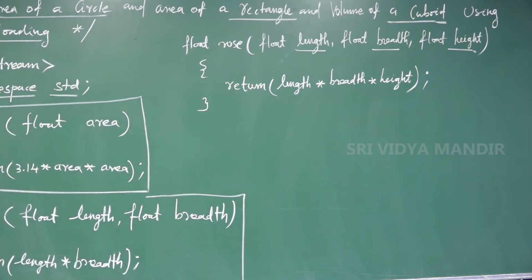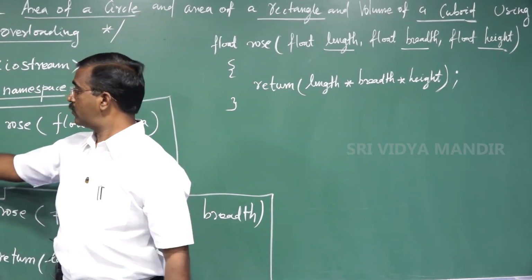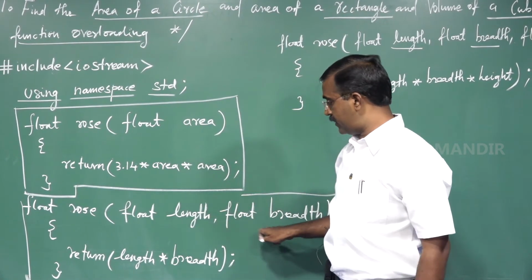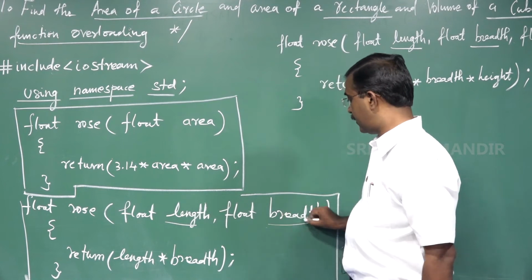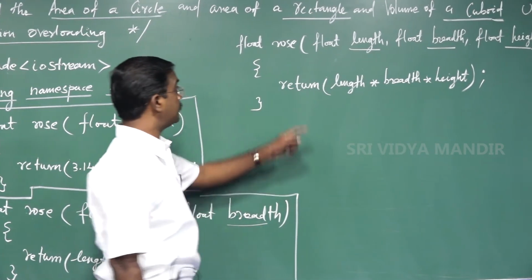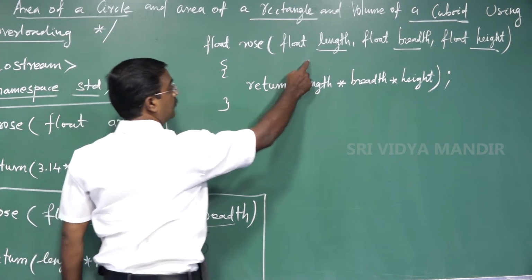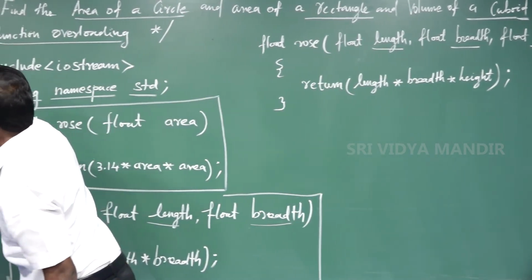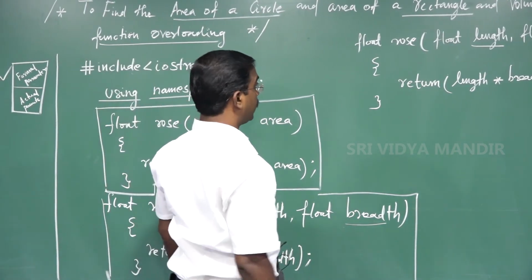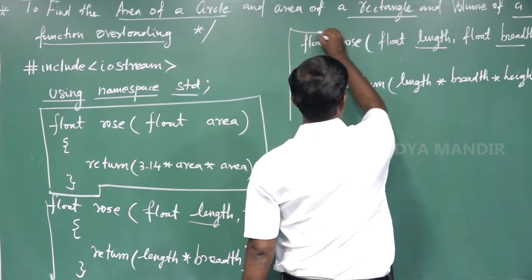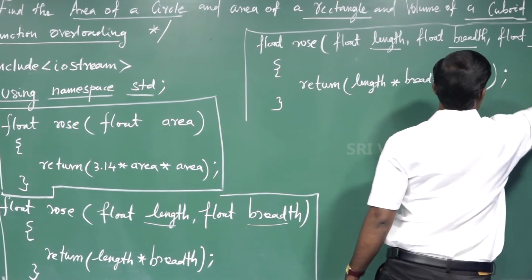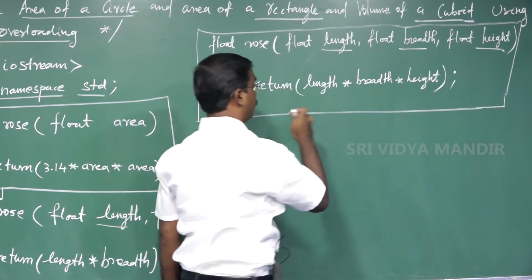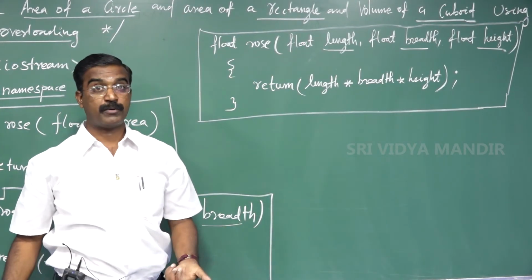My dear children, here is one argument, here two arguments, length and breadth, and finally this is three arguments: length, breadth and height. So this part is over, the formal parameter is over. This is the third type of function.